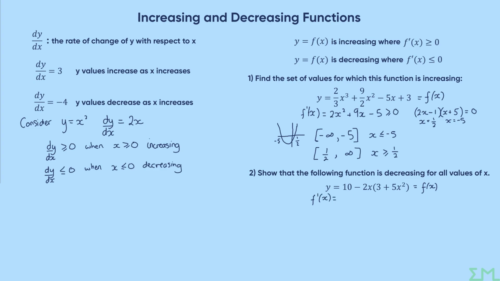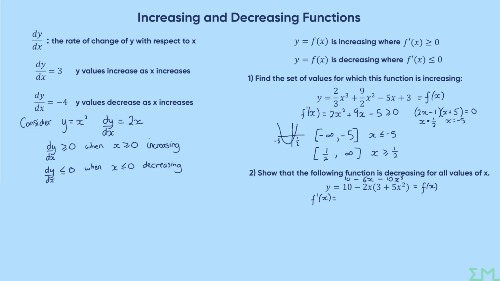Now, before I actually go ahead and differentiate this, I've noticed that I've got some brackets going on here, so I'm going to want to expand them. So just above the function, I'm going to rewrite this function fully expanded. So -2x times 3 is 6x. And then -2x times 5x squared is -10x cubed.